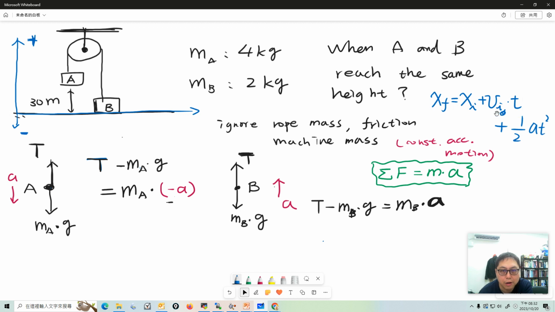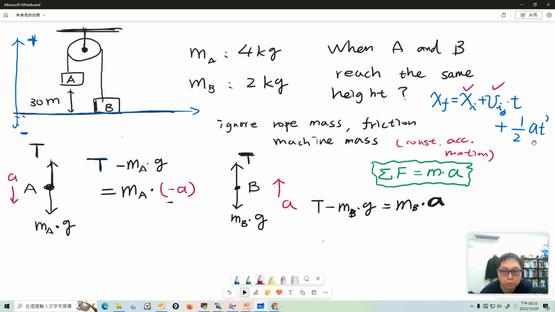Just leave this there. Okay, so do we have initial velocity of A and B? Yeah, we have, because initially A and B are at rest. They didn't do any motion, so that means their velocities are all zero. And T, I don't know, because that's what we want to solve, right?